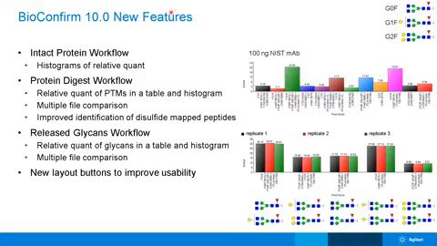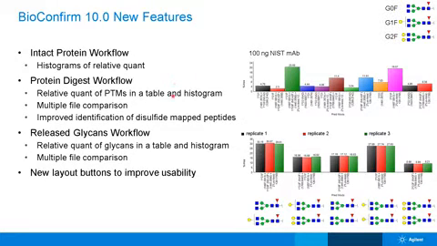Some of the new features of BioConfirm 10 include the following. For the intact protein workflow, we can now get histograms or relative quantitation of your post-translational modifications, as shown here, and I'll discuss these in more detail. The protein digest workflow consists of relative quantitation of your post-translational modifications in a table or histogram format, and multiple file comparison.